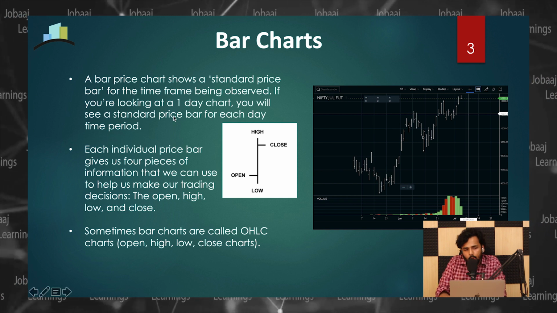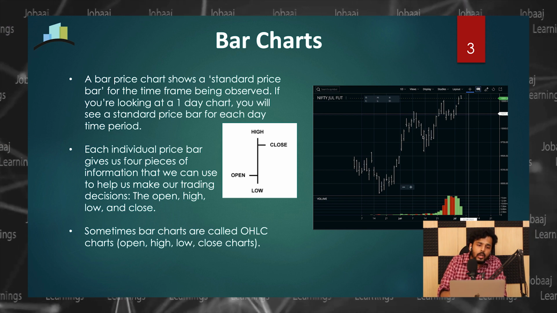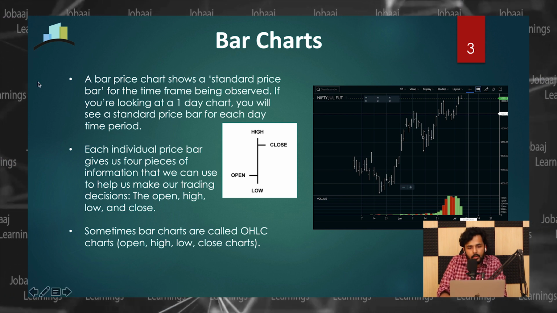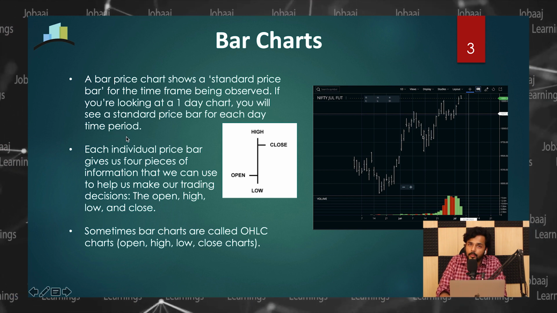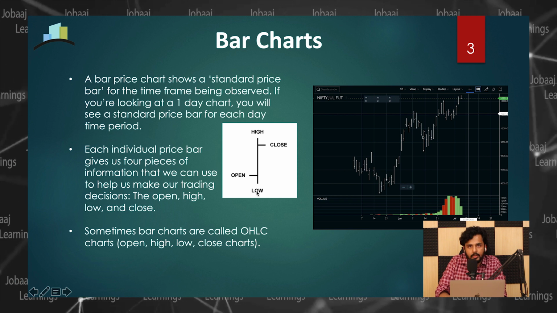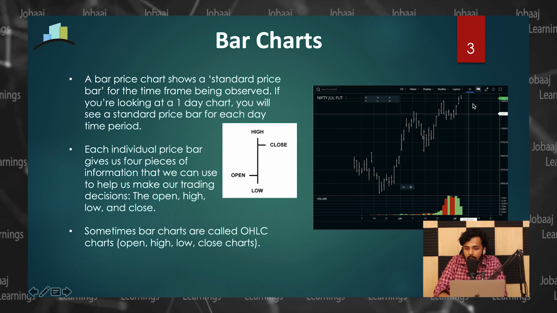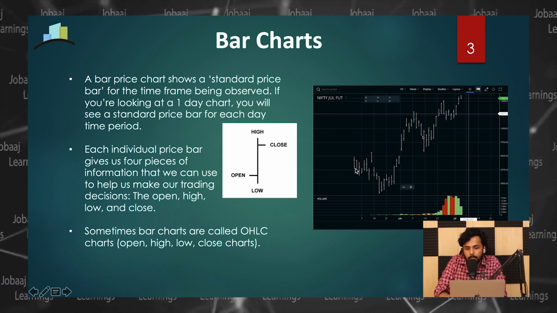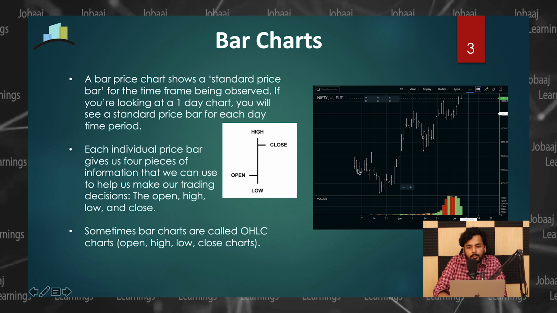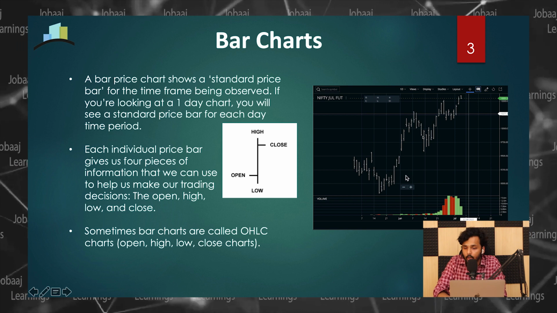So I'll read the text for you just to confirm whether I have covered all the points or not. A bar price chart shows a standard price bar for the time frame being observed. If you are looking at a one-day chart, you will see a standard price bar for each day time frame. As I explained, if we have selected one day time frame, we will get the information for each day. So this bar may be representing 25th September, and this bar will be representing the next day information, that is 26, and so on, right?